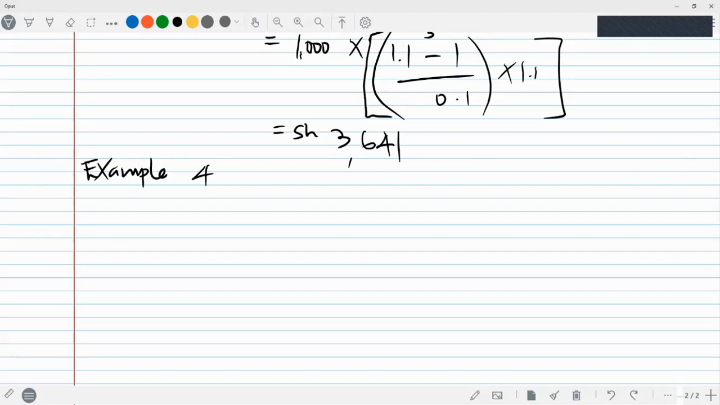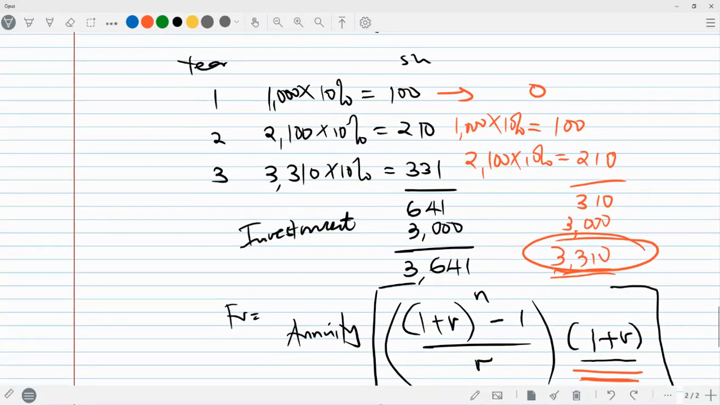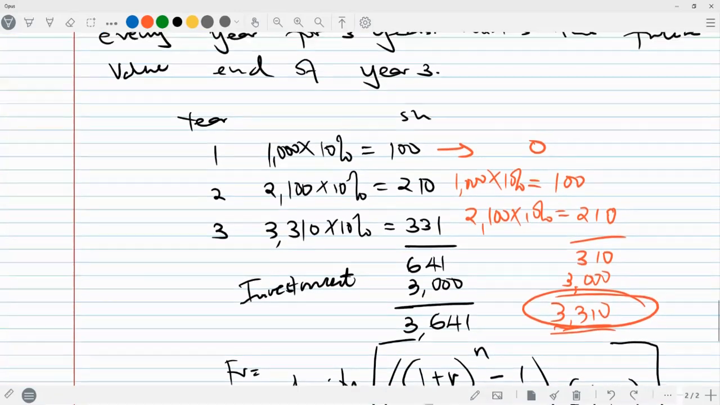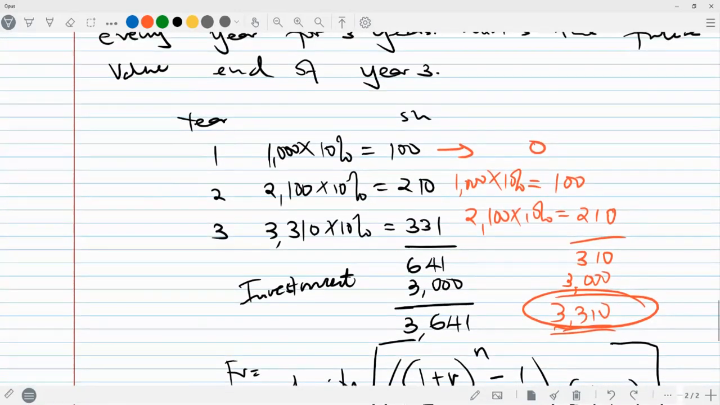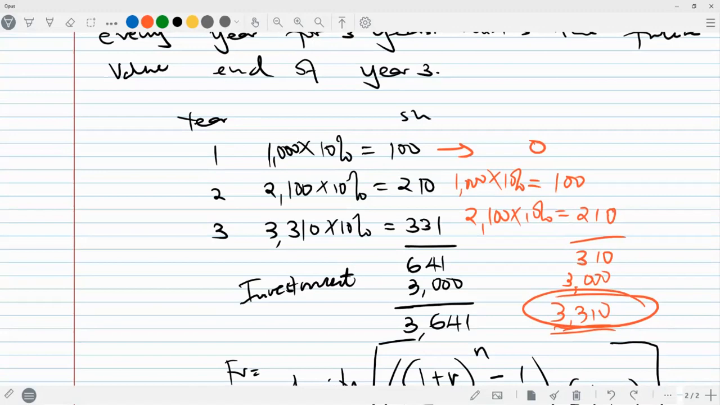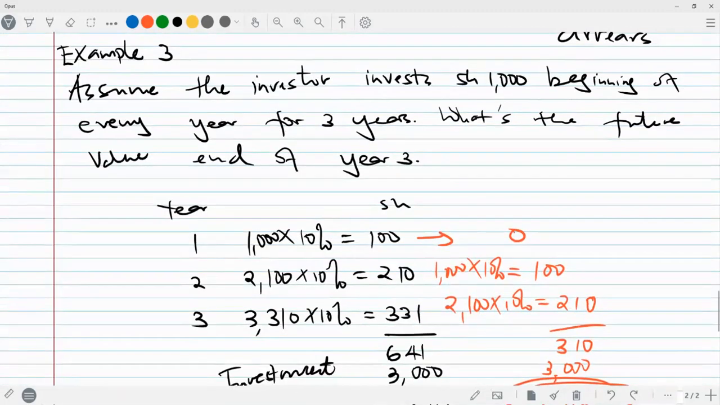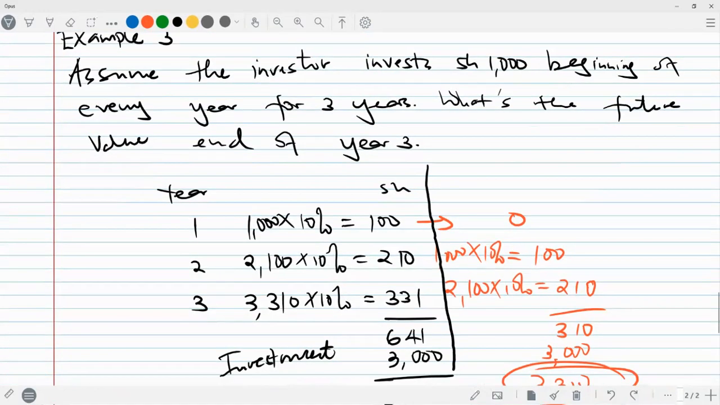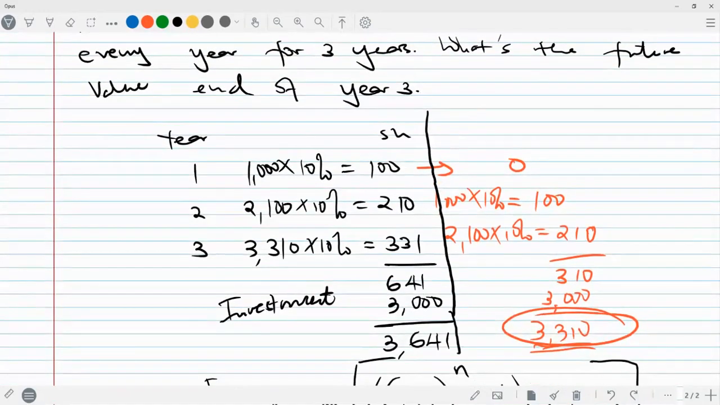My question is, we have two figures here: 3,310 and the other one. Which one answers the question? It's example 3. This one, by the way, is what we have just analyzed. This would answer example 3.